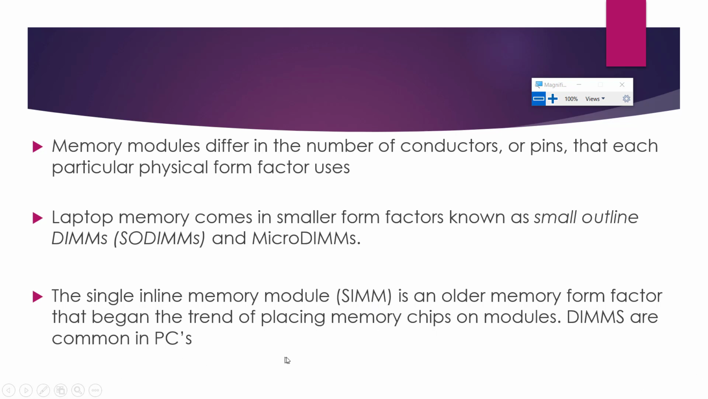DIMMs are common in PCs. Suppose you have a 486, maybe you've heard that term before. It used to be 386 processors and 486 processors, then 586, then came Intel i3, i5, i7. Nowadays it's i3, i5, i7. So this is an i7, and others could be others as well.